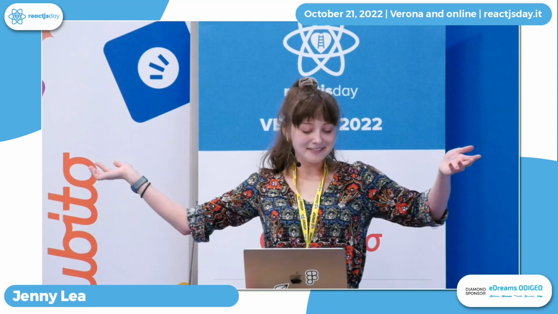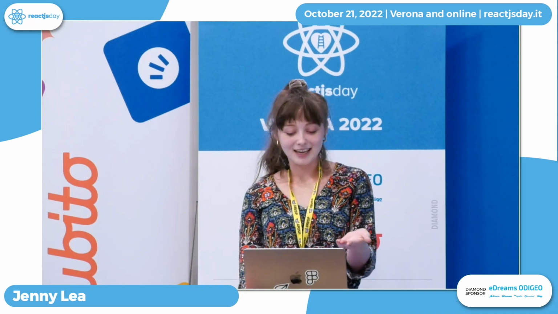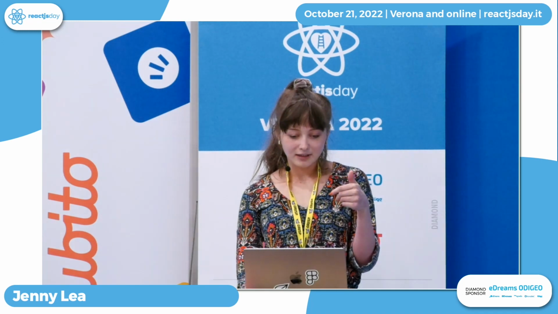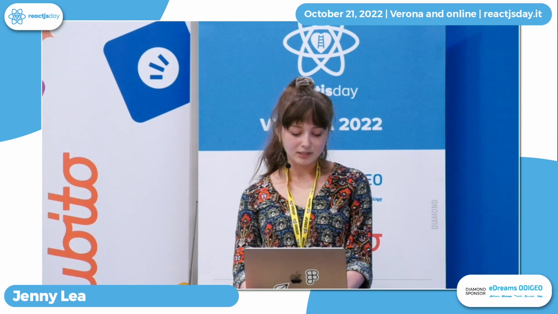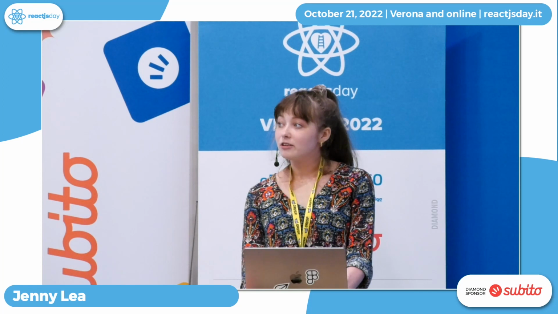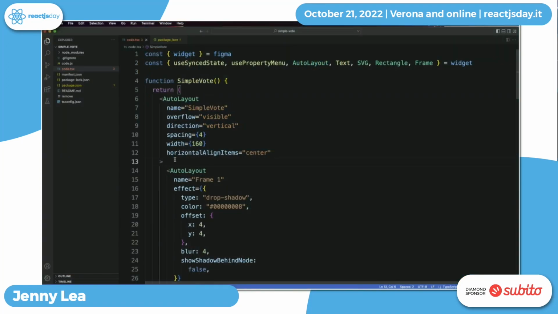Cool. Yeah, so we've run our code generator plugin. This has given us a load of code for the design that we've selected. It's a bit small, so I'm going to copy it and then take it into VS Code, and hopefully we can see it in a bit more detail. It's just given us a function, so it's basically a component called SimpleVote, and then it's returning more components that are just the structure of the layer tree of the design that we want to implement.